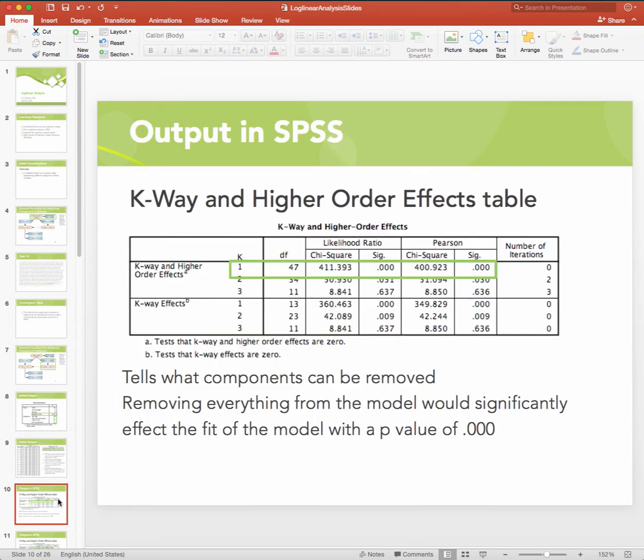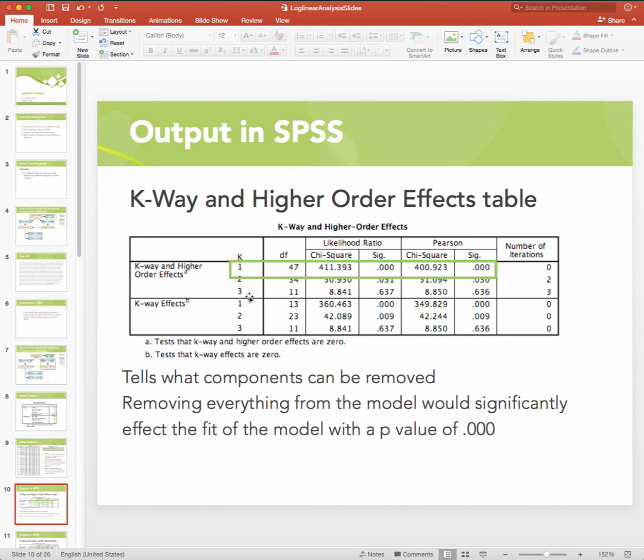Now we have to look at which components of the model can be removed. The first bit of the output is labeled K-way and higher order effects. Underneath there's a table showing the likelihood ratio and the chi-square statistics, where K equals 1, K equals 2, and K equals 3, as we go down the rows of the table.